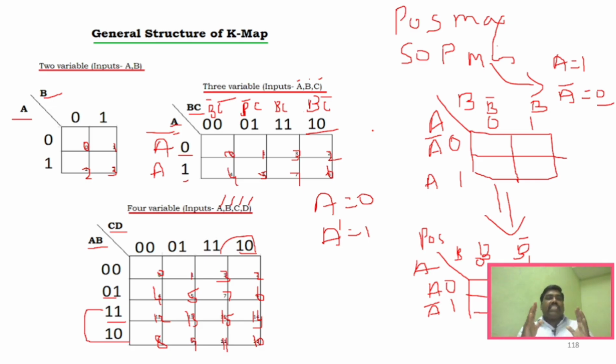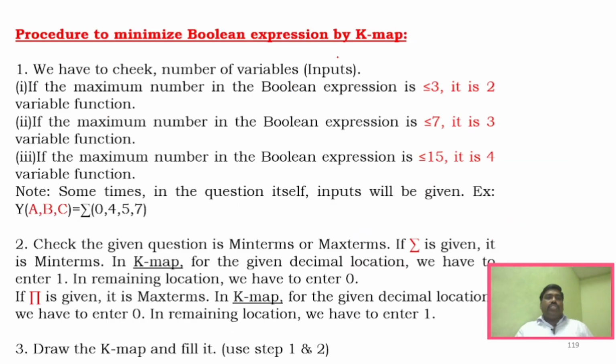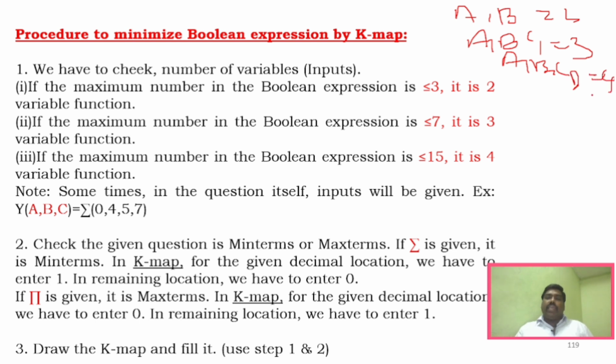So this is the general structure of the K-map, and these are the procedures to minimize the K-map. First of all, you have to understand what structure of K-map we have to use for a problem. Say for example, if the variables given are only A comma B, then it is a two variable K-map. If it is A, B, C, then it is a three variable K-map. If it is A, B, C, D, then it is a four variable K-map, correct?